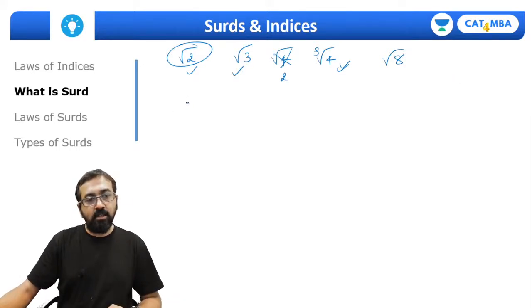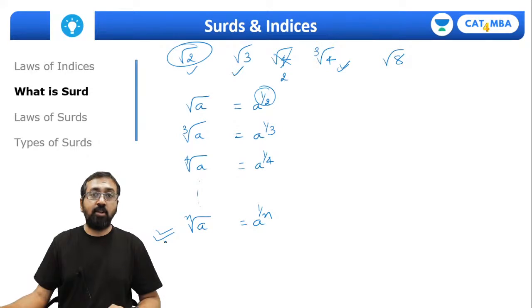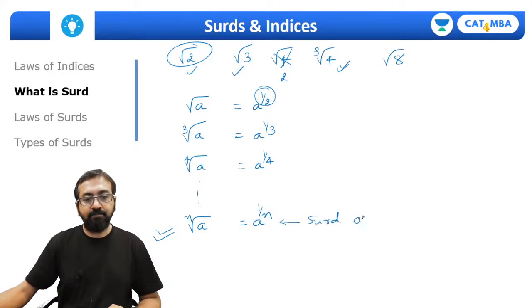If I write square root of a, this is nothing but a raised to 1 by 2. So square root means power 1 by 2. If I write cube root of a, this is nothing but a to the power 1 by 3. If I write fourth root of a, this is a raised to 1 by 4. Same way, if I write nth root of a, it can be represented as a raised to 1 by n. Please remember this representation. So nth root of a is equal to a raised to 1 by n, and this is called surd of order n.